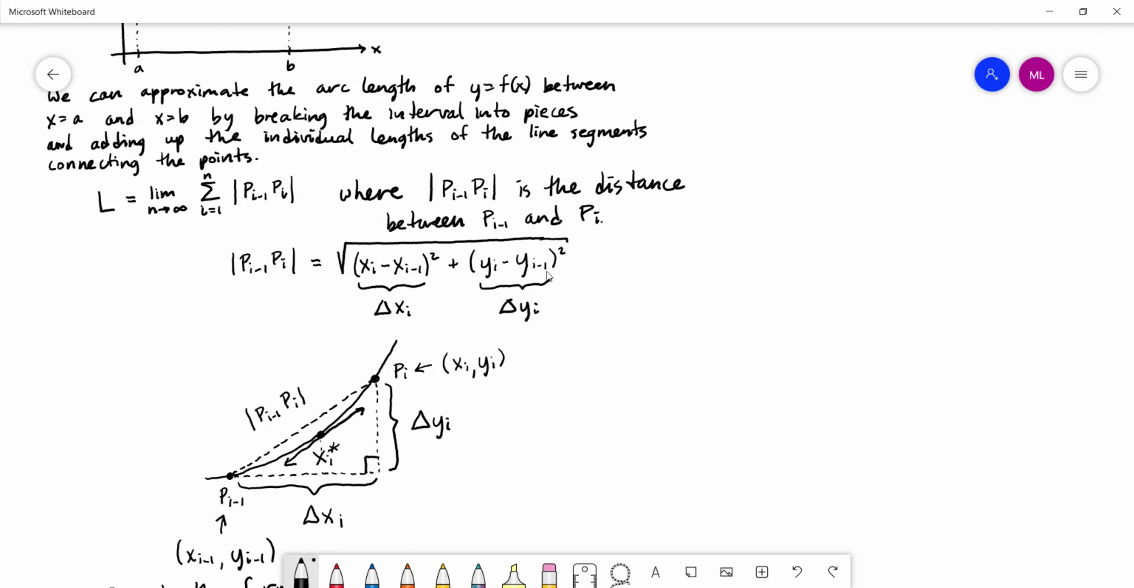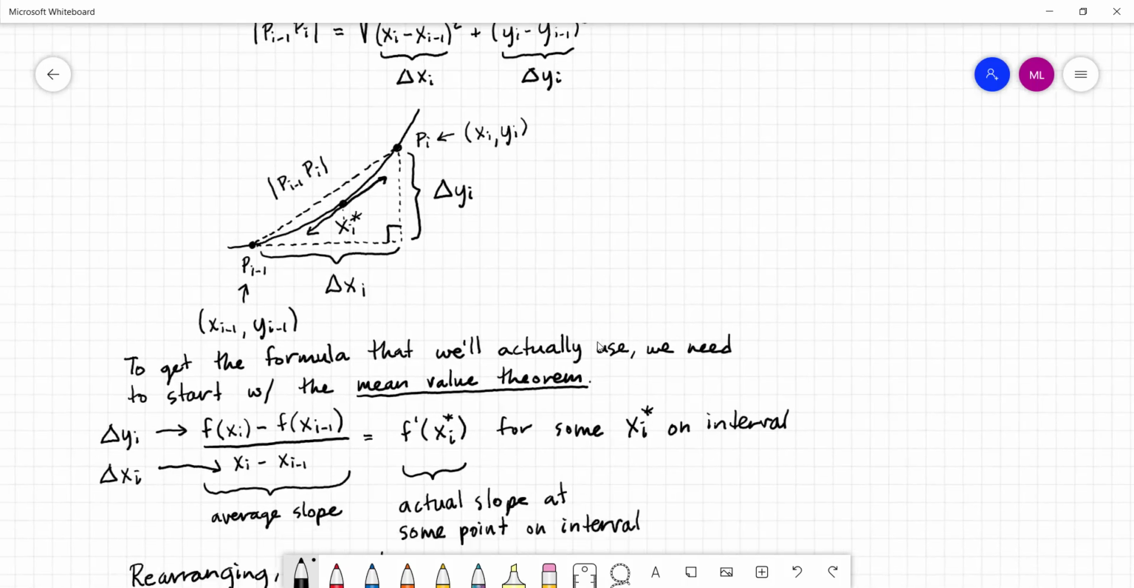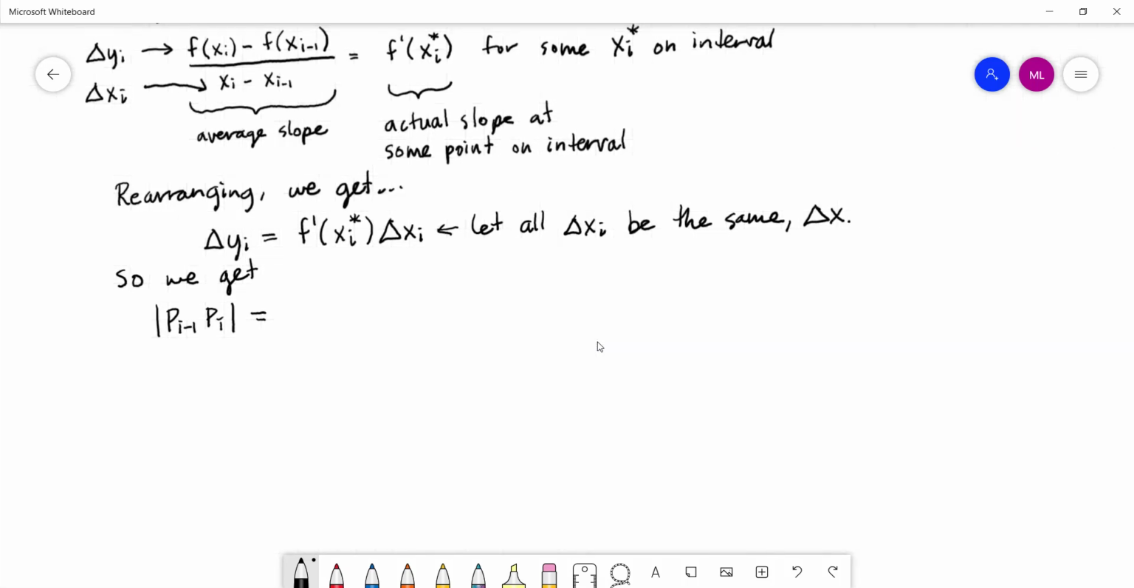This is just the Pythagorean theorem, with this being the length of one leg and this being the length of the other leg, so delta xi, delta yi, so that we wind up getting the length on this side being the square root of the sum of the squares. So that's what I'm writing right now. This is simply the square root of the sum of those two squares. So it's the delta xi squared term plus the delta yi squared term, whole thing square rooted.